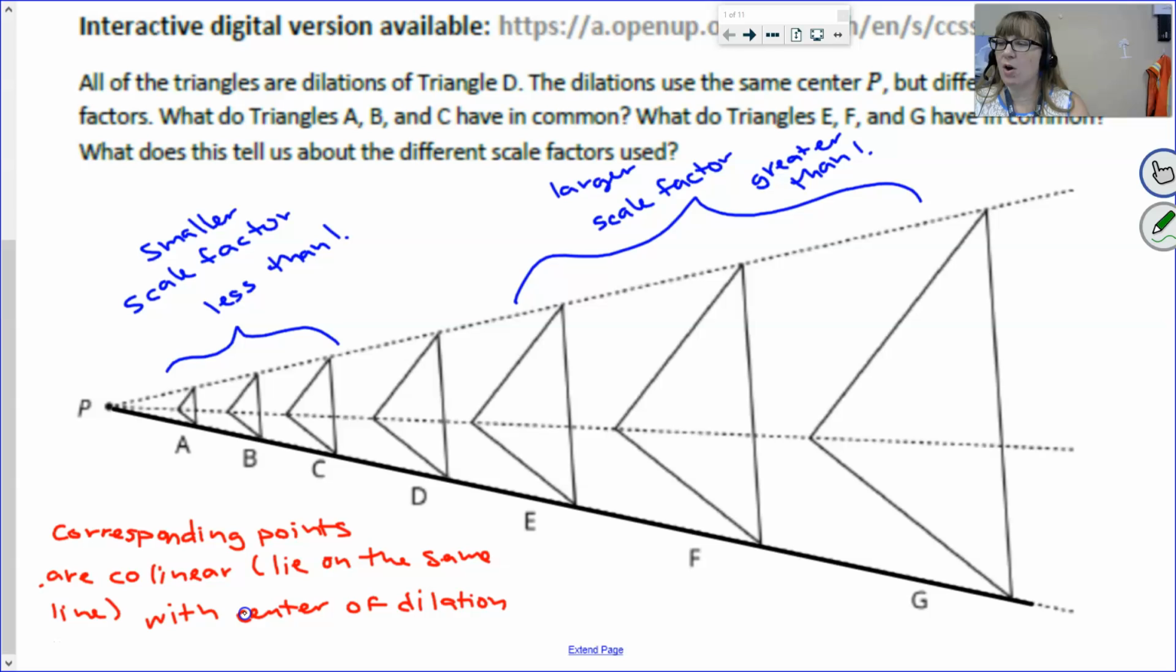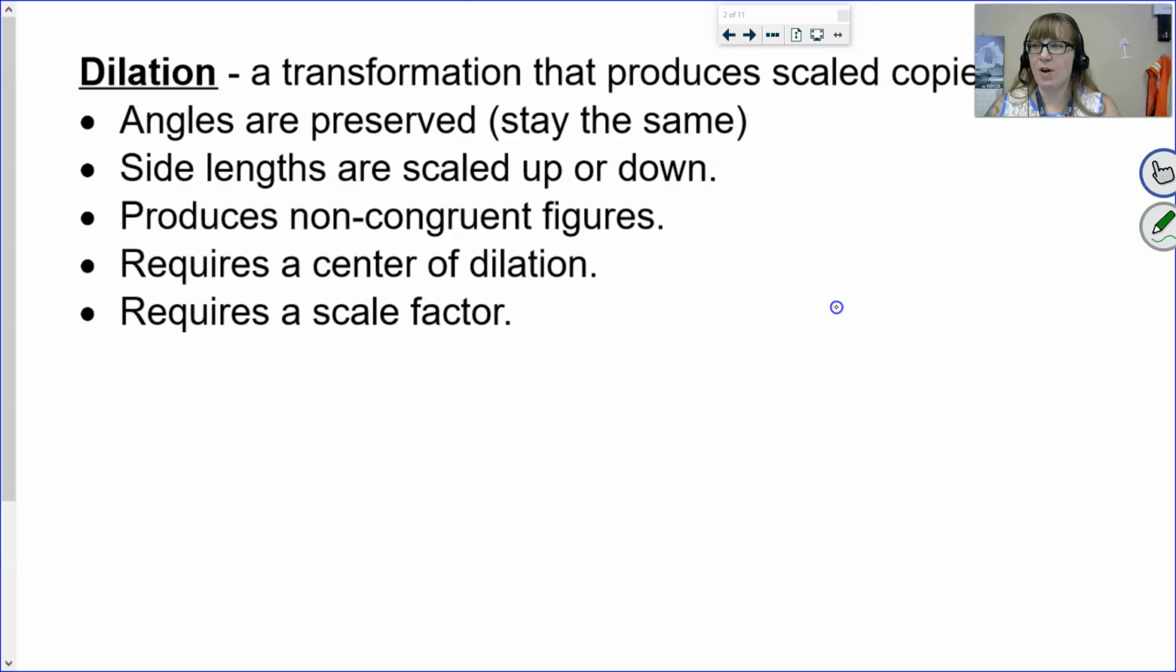I do also hope that when we're talking specifically about corresponding parts, you observe that the corresponding angles are congruent. Although the side lengths may be changing, the corresponding angles are congruent. Let's move on.